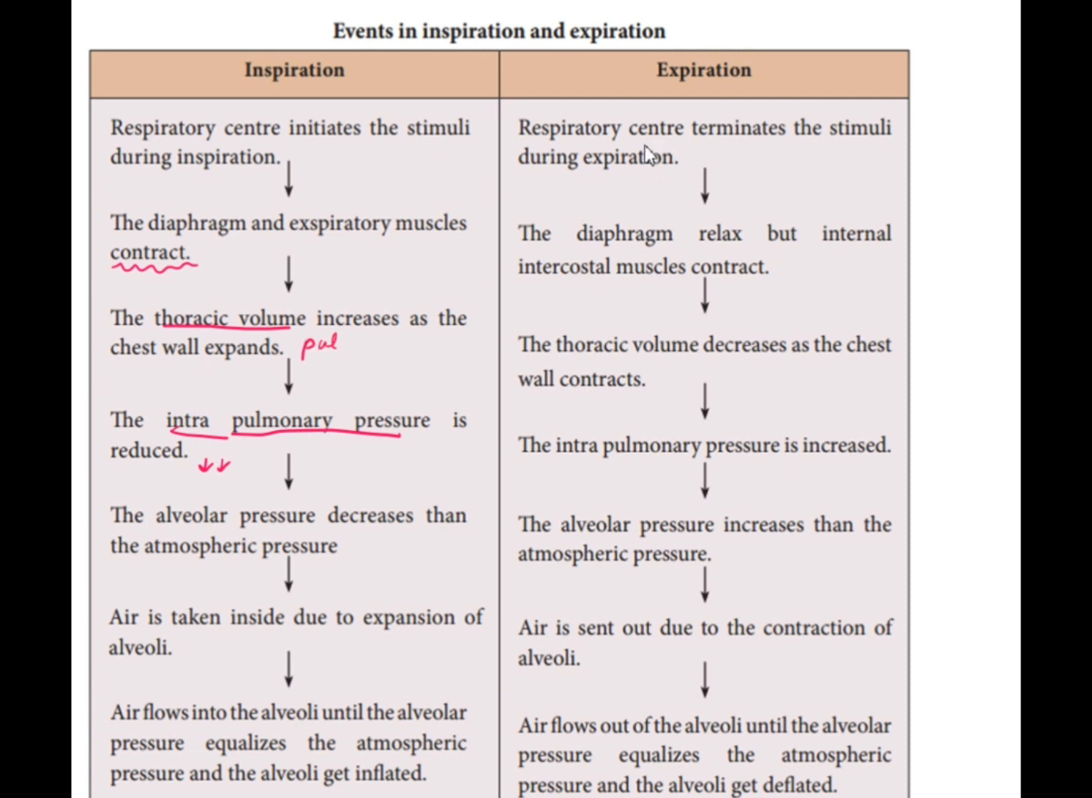This leads to an increase in pulmonary volume as well. We know by Boyle's law that volume and pressure are inversely proportional. So as pulmonary volume increases, the intrapulmonary pressure decreases. The intrapulmonary pressure becomes less than the atmospheric pressure. So now negative pressure is generated. As a result, inspiration becomes possible, and air moves from outside into the lungs. These are the events that happen during inspiration.